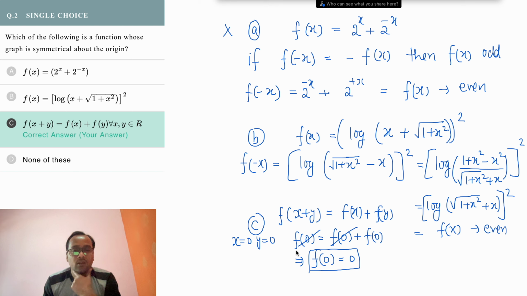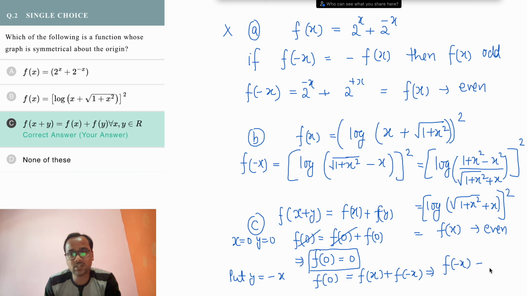Okay. Now in place of y, let me put minus x. So put y is equal to minus x. Then what will happen? LHS will be f of x minus x, so f of 0. RHS is fx plus f of minus x. f0 is 0. So from here you can get that f of minus x is equal to minus of fx.